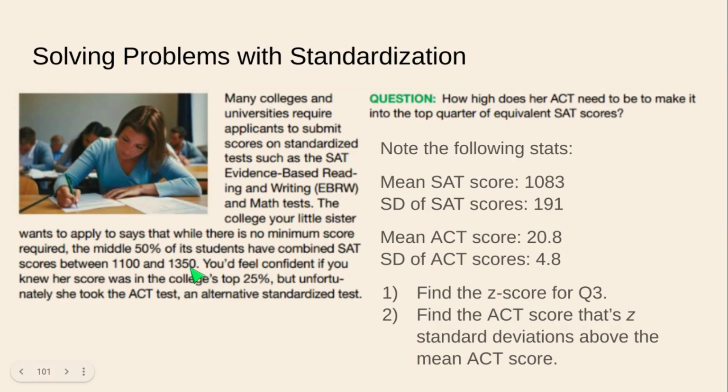So first thing we need to do is find the z-score for Q3. 1350 is Q3 for our SATs. What's the z-score for that? We're going to need to use this information as well to find the z-score. After we know that, we're going to find the ACT score that is z standard deviations above the mean ACT score, and that's going to be our score for the ACT that corresponds with that top 25%, the lower cutoff for the top 25% that we want to be in.